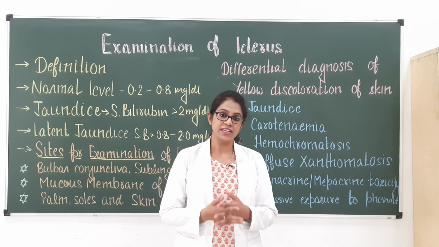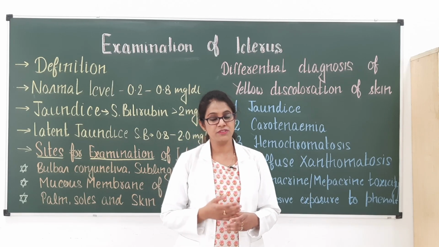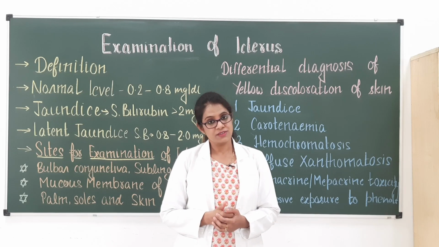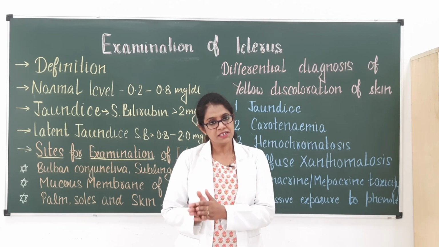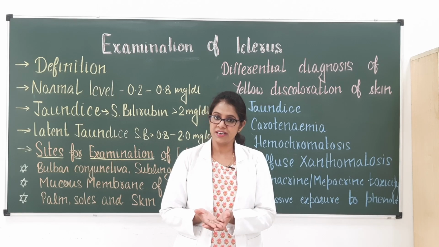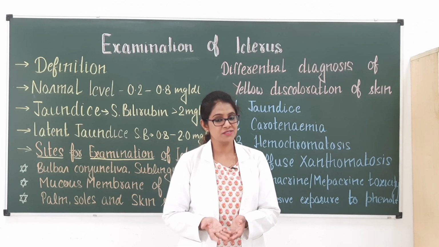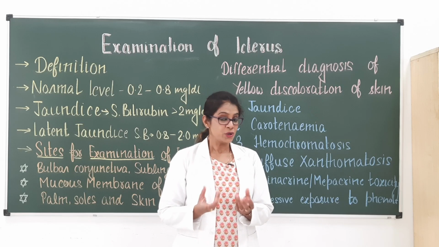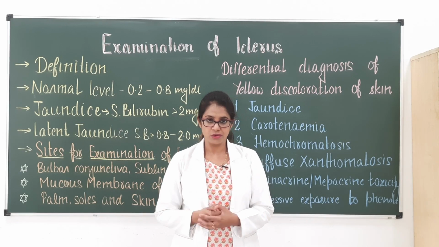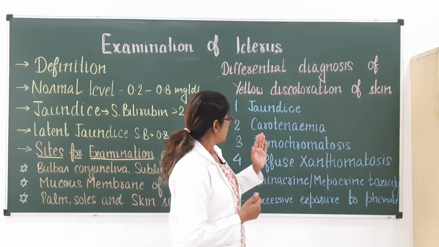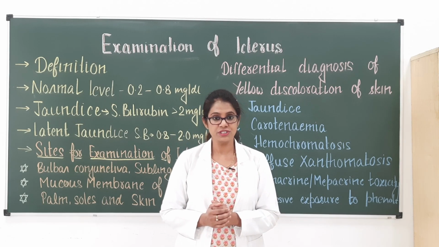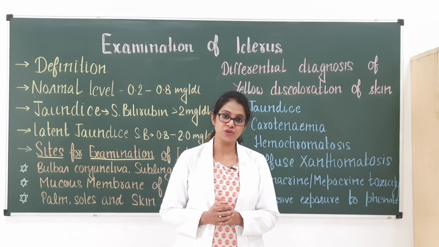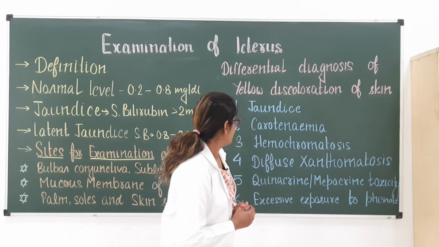Jaundice is again of three types: pre-hepatic jaundice, which occurs due to excessive hemolysis; hepatic jaundice, which occurs because of many conditions of the liver like viral hepatitis, alcoholic hepatitis, Wilson's disease, autoimmune hepatitis, and many other causes; and post-hepatic jaundice, the cholestatic jaundice, which occurs because of obstruction of the biliary tract.